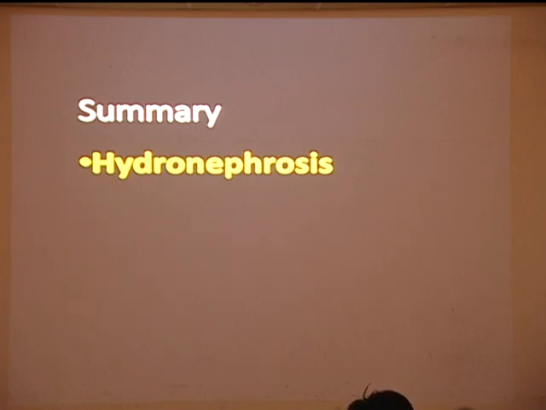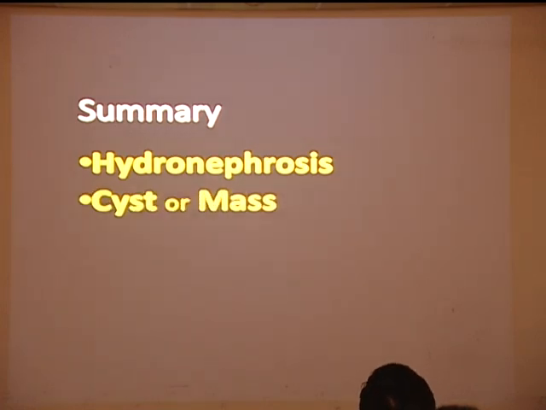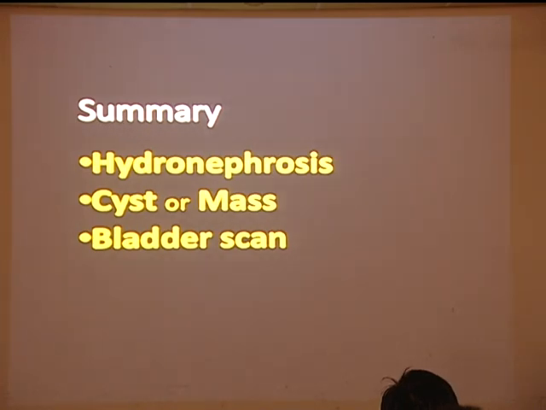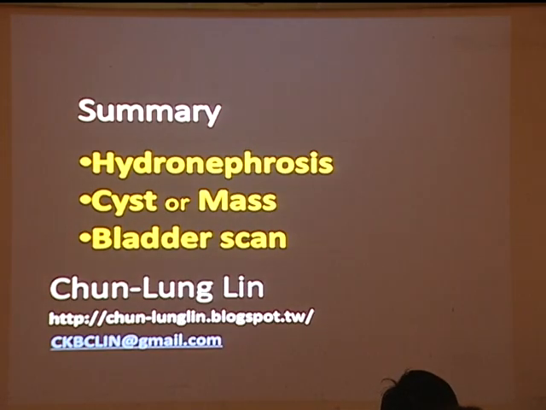Okay, let's summarize. Remember the morphology of hydronephrosis: the hypoechoic region in the hyperechoic sinus. To differentiate a cyst from a mass lesion, remember that a simple cyst must fulfill all the criteria. And if you see hydronephrosis, remember to do the bladder scan, because bladder distension or obstruction is a common cause of hydronephrosis. Okay, thank you.